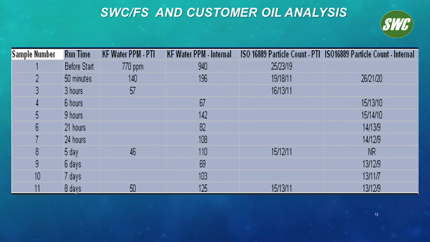Here's some other raw data from a Houston major chemical company where we used this water removal technology, and it was measured both by the customer and by Southwestern Controls Fluid Solutions. And you can see the rapid development of going from 770 parts per million down to 50 parts per million within 8 days, actually getting down to a tolerable 82 parts per million within about 21 hours.